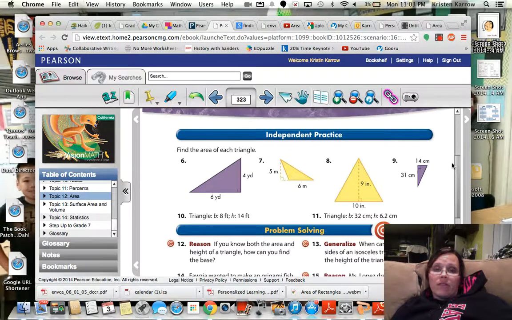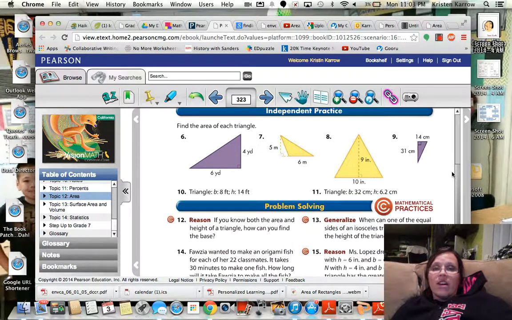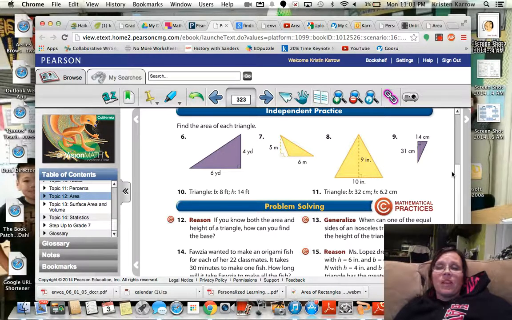6 through 12. Okay, so you're going to do all 6 problems, 6 through 12. Make sure you have them in 3-column notes and turn them into the sub. And when you're stuck on something, make sure you ask the sub.